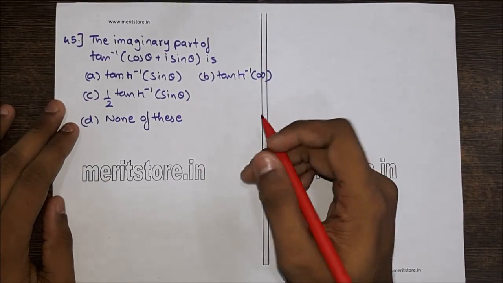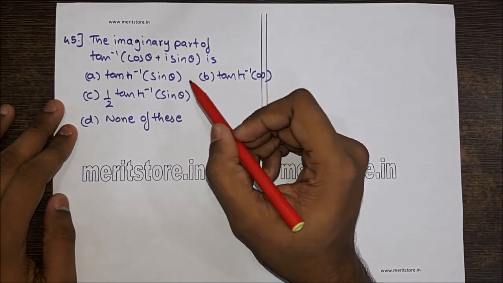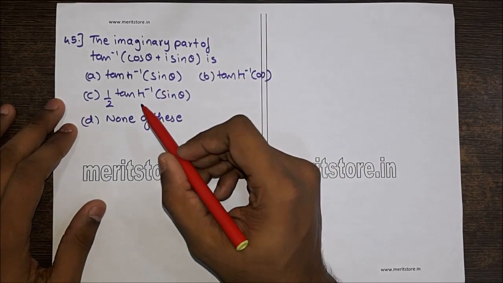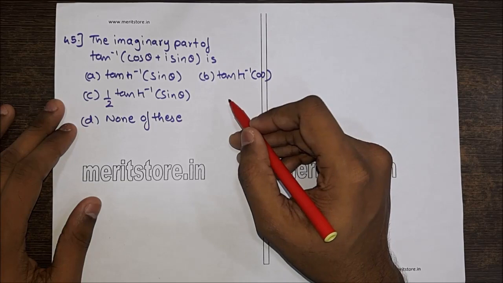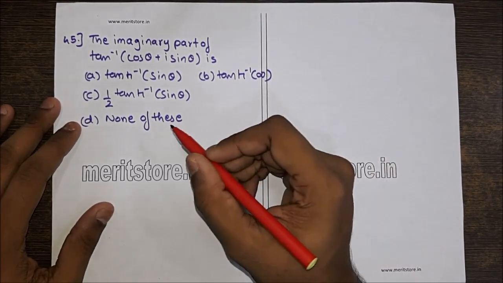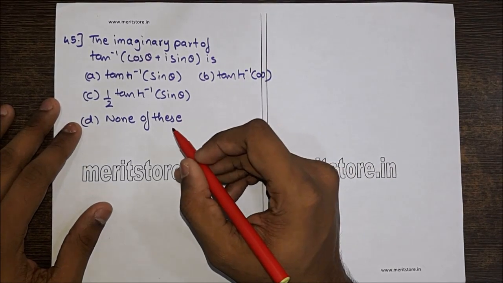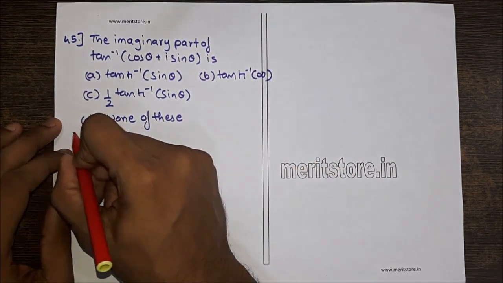The imaginary part of tan inverse of cos theta plus i sin theta is option A, tan hyperbolic inverse of sin theta, option B, tan hyperbolic inverse of infinity, option C, 1 by 2 tan hyperbolic inverse of sin theta, or option D, none of these.